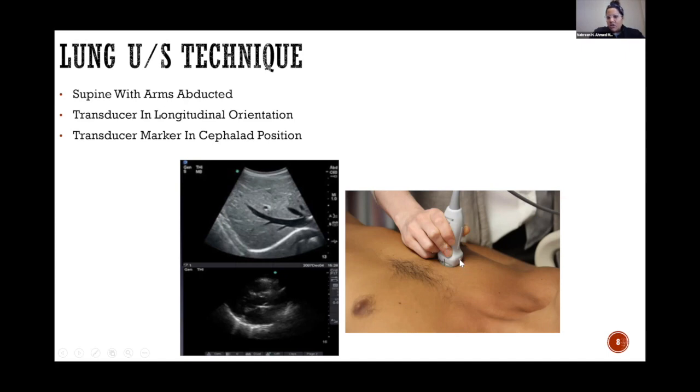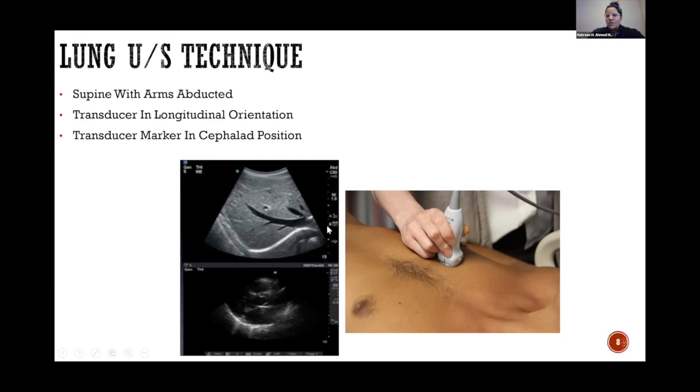And you see here this dot, which is the same type of dot, the orientation marker, and that allows us to orient the actual plane of imaging. So when the transducer is in a longitudinal orientation, that means the dot is pointed towards the head. In this image, you're seeing that the patient is laying flat on their back. The scanner is standing to the right of the patient, on the patient's right side.